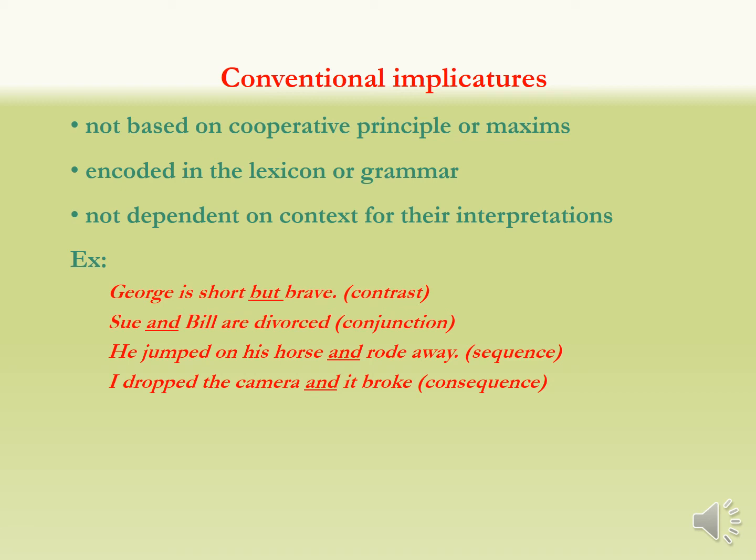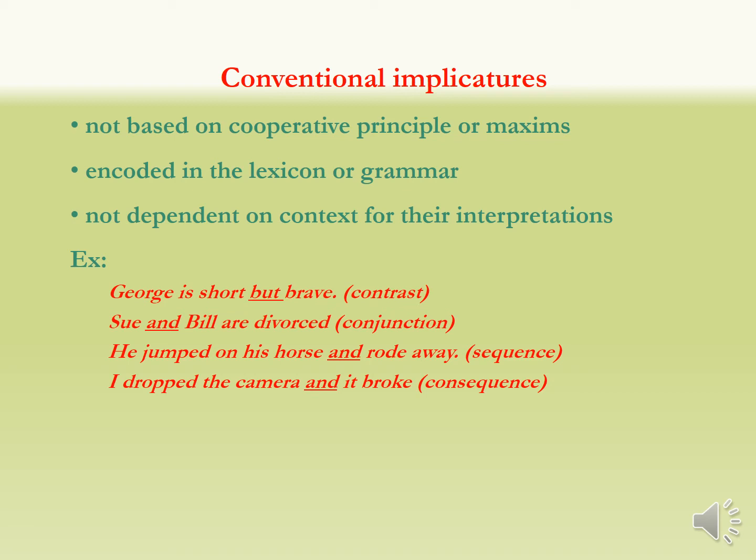We have a conjunction of implicatures, but just why would he want to introduce these two people if they already got divorced? And in a third statement we see, he jumped on his horse and rode away. Just see a sequence. In the first statement we see a contrast, in the second statement we have a conjunction, in the third statement we have sequence, and in the fourth statement we have consequences. It means reasons and logic.